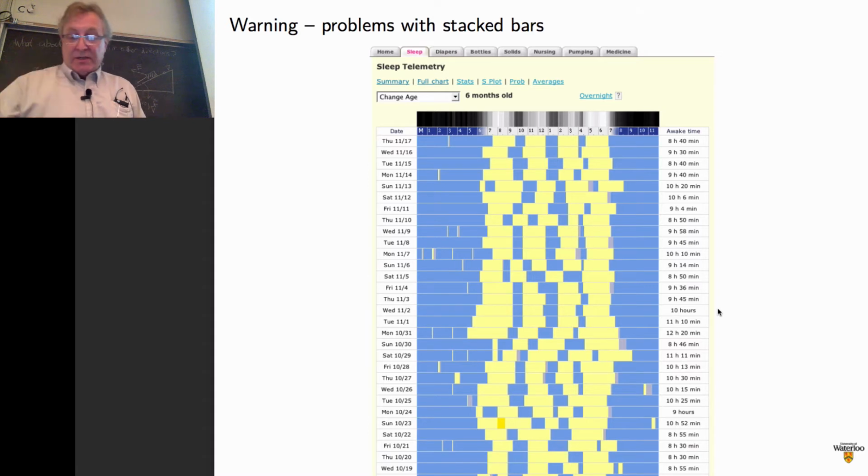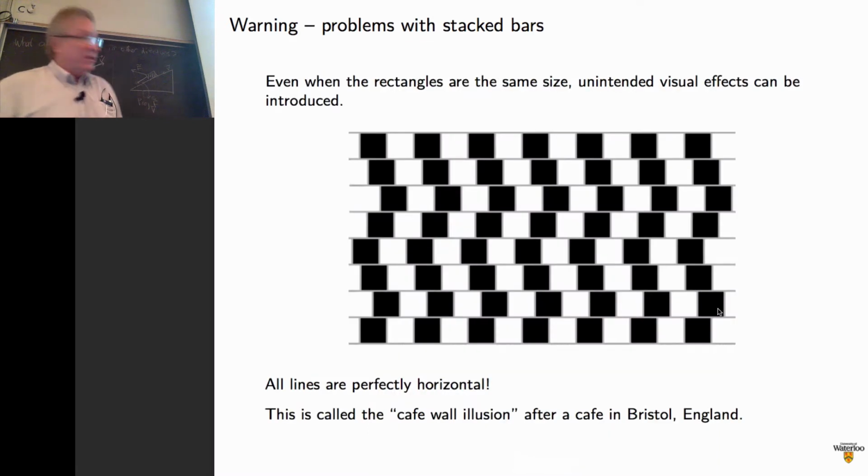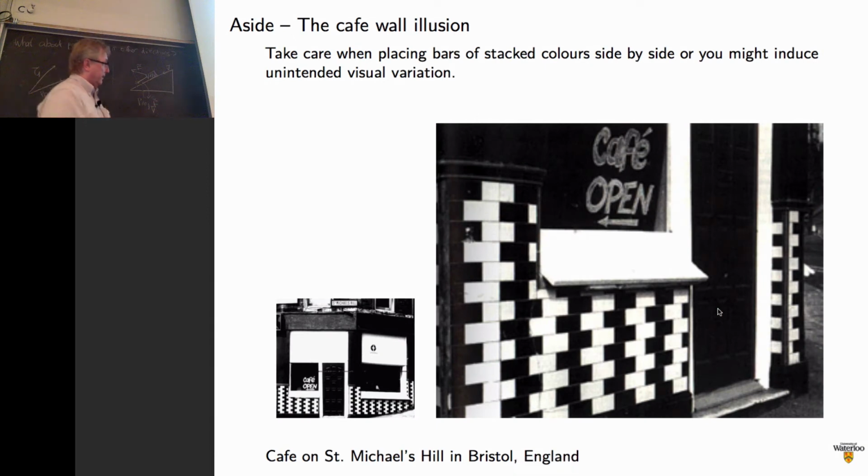So that's a warning. That's actually a well-known optical illusion. Maybe you can see it here. Even when I've got the same size rectangles, all of those lines that are going left to right across the screen are in fact horizontal, but they look like they're on different angles. Again, that's your visual system. You need to be aware that that's an illusion. It's called the cafe wall illusion, after some cafe in Bristol, England. And there's the cafe and the tiling that they did, which are all straight tiles, but they look like they're kind of wedge-shaped in some places. Again, that's entirely you constructing that.